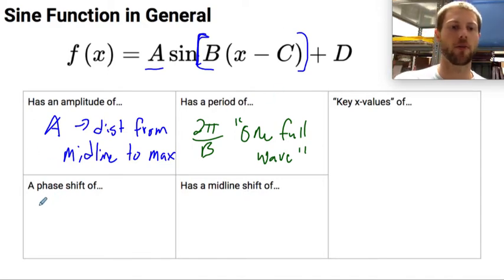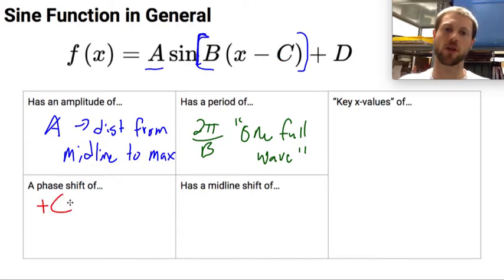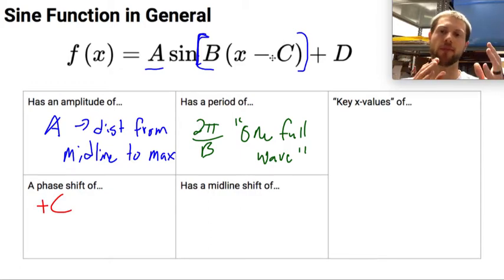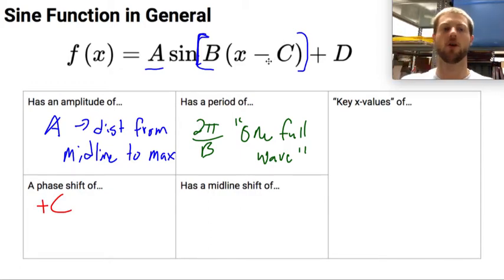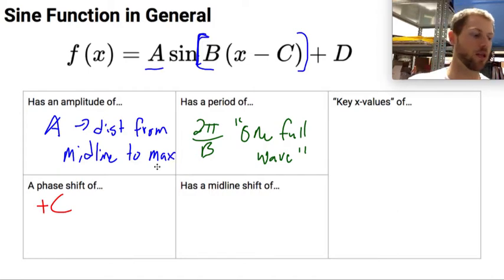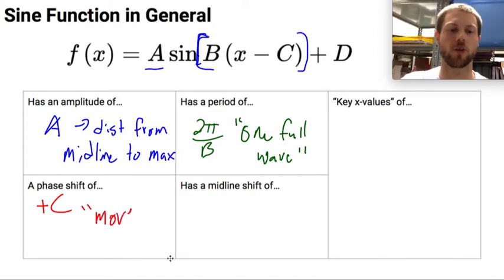Okay, and next up, let's talk about the phase shift. The phase shift is going to be given by whatever the c value is, so I'm shifting by a positive c. One thing to note is that in the general form I'm subtracting c, and I'm shifting positive c. The real takeaway there is that whatever I'm adding or subtracting, I'm moving the opposite direction. So if I had a minus pi over 2 inside of here, I'm actually moving to the right pi over 2. So that's one thing to keep in mind. I'll say that's like moving my starting point.